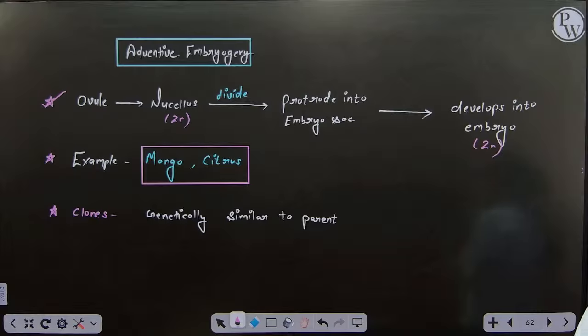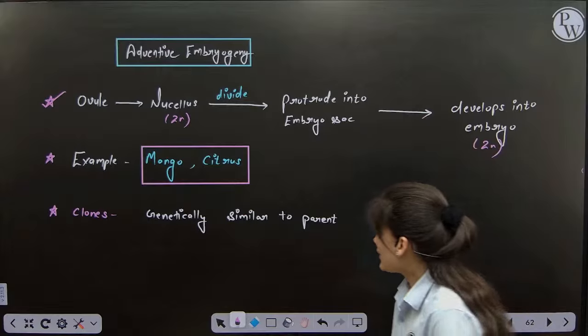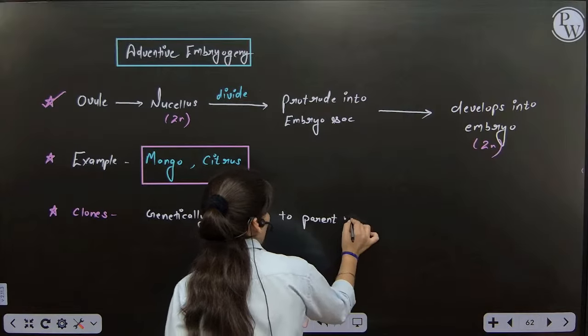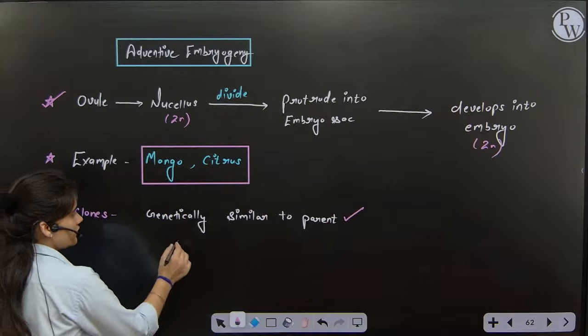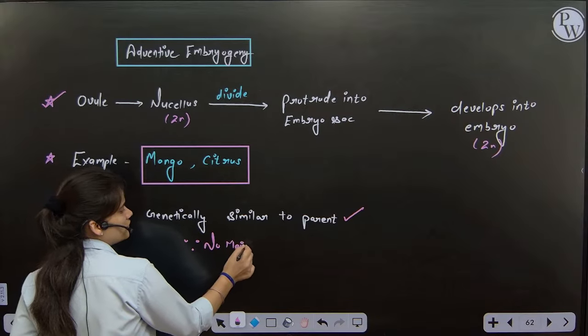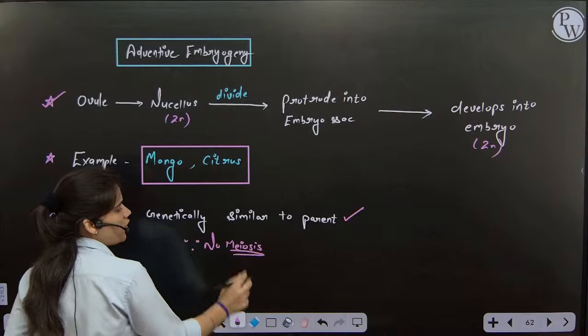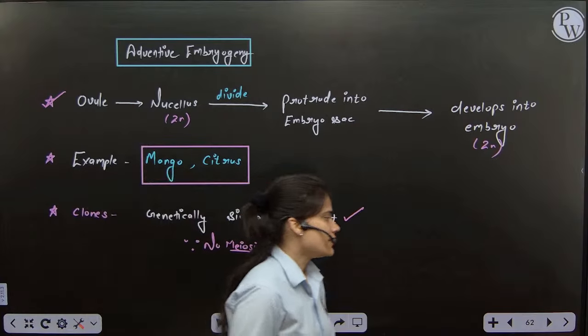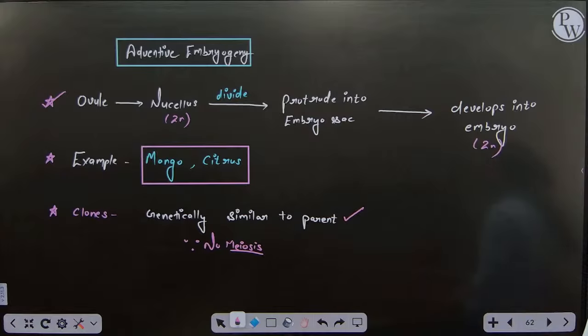So after apomixis, seed is formed. Are these clones? Are they genetically similar to the parent plant? Yes, they are genetically similar to the parent plant because no meiosis division occurs. Meiosis leads to segregation of characters. That's why the plants formed after apomixis are clones, genetically similar to their parent plant. These are the two methods by which an apomictic seed can be formed.